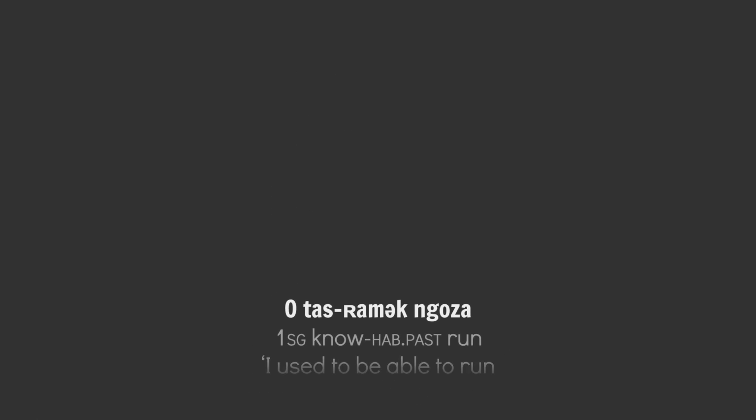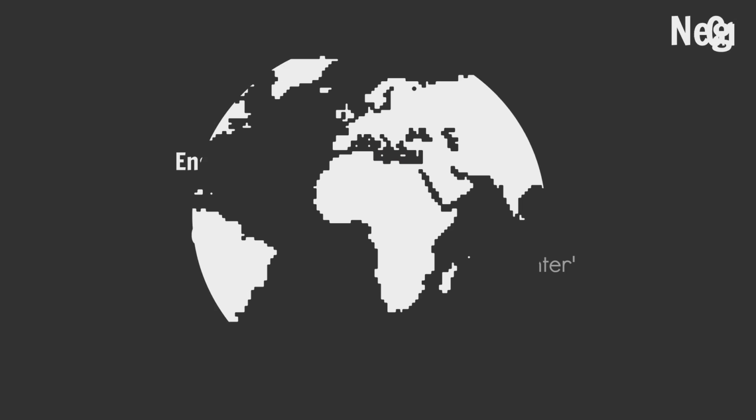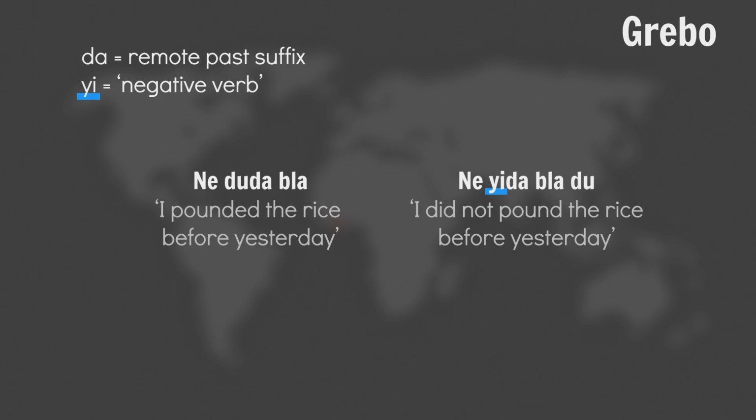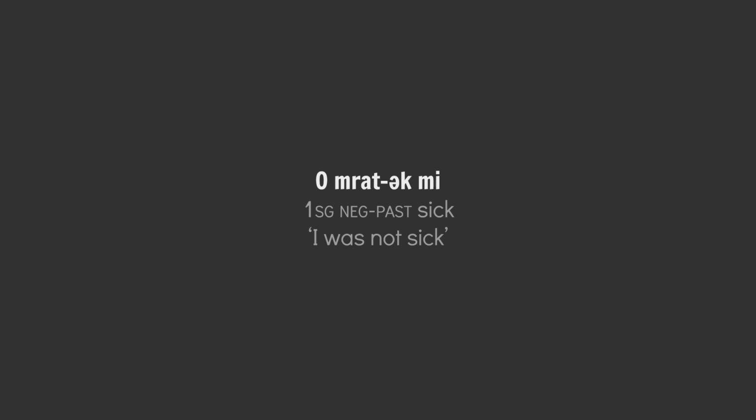We can even use modal auxiliaries for negation. While the most common way of negating a verb is with a particle, like not in English, or an affix like the ne prefix in Czech, some languages, like Grebo here, use what's called a negative verb, where the negative particle actually acts like an auxiliary verb, taking all the tense and aspect marking while the lexical verb remains unmarked. So we could create an auxiliary verb, mrat, that negates a following verb that receives all tense and aspect marking. So o mratmi would be I am not sick. O mratokmi would be I was not sick. And o ta'i mratmi would be I will not be sick.